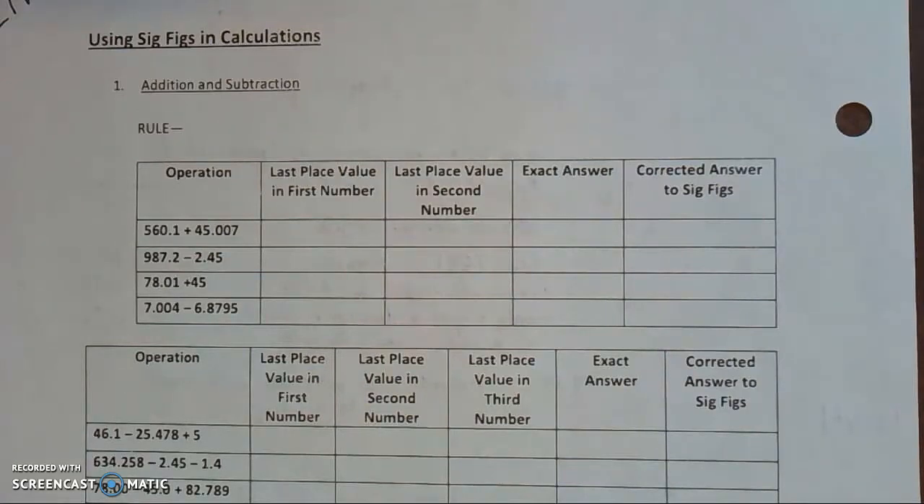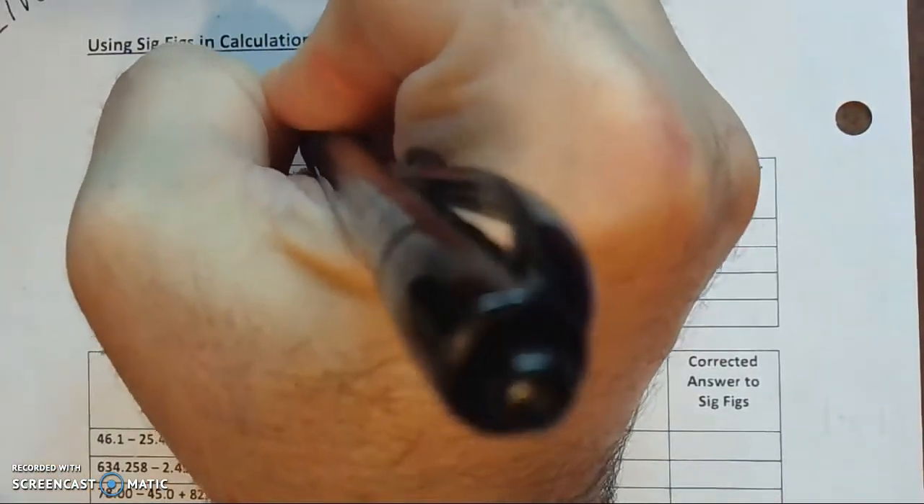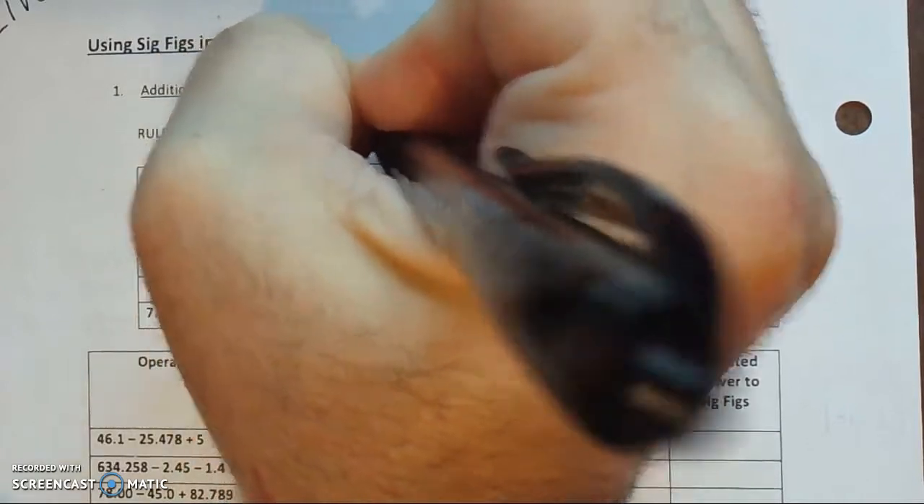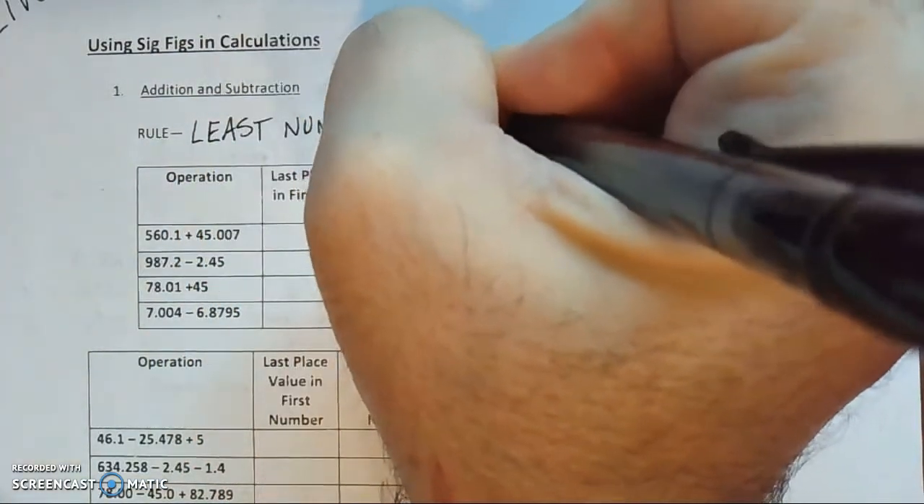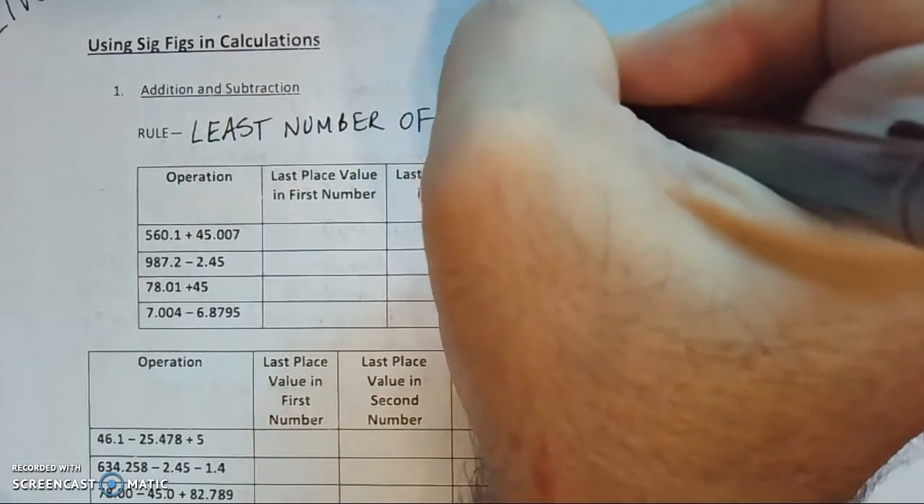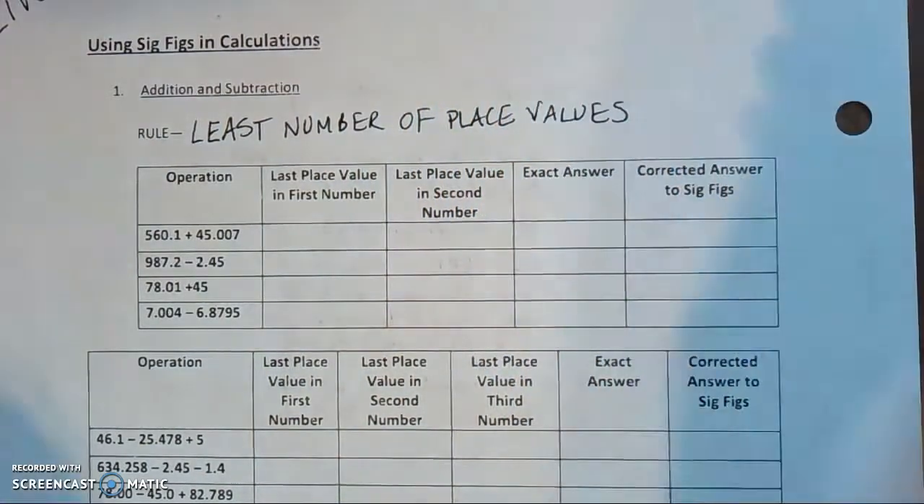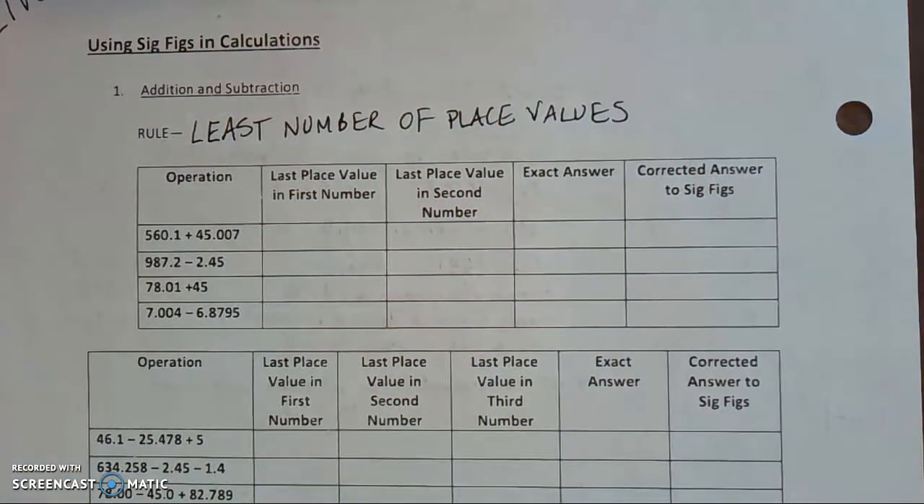If we add or subtract measurements, we have to keep control of uncertainty, and we use significant figures for that calculation. So our rule when we add or subtract is least number of place values. This is how we report our answer to the least number of place values.